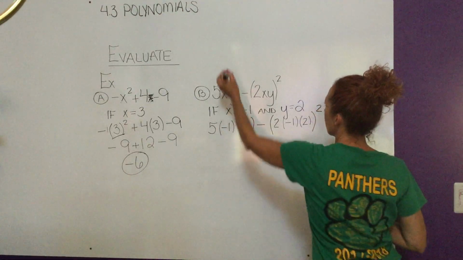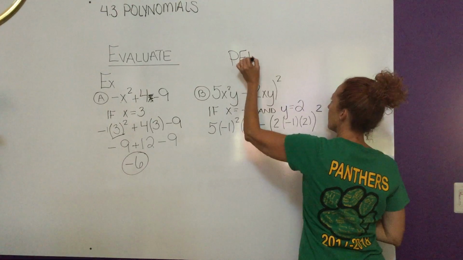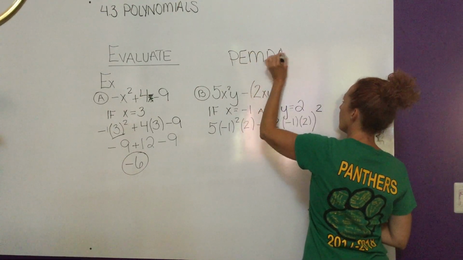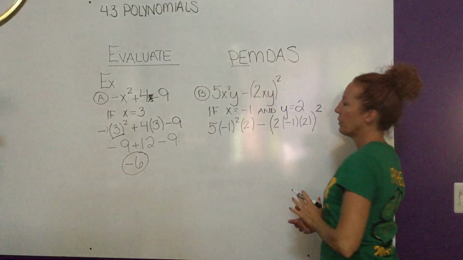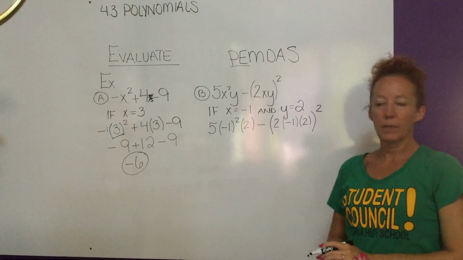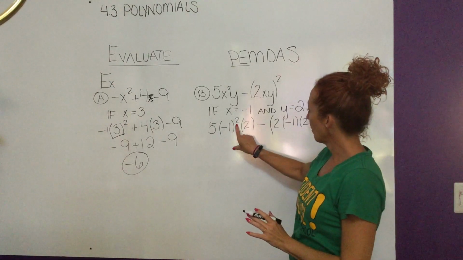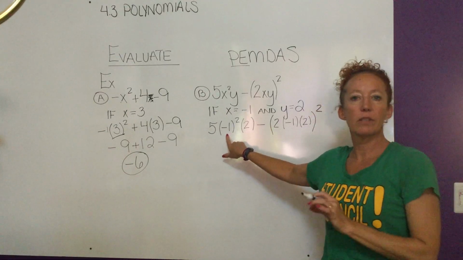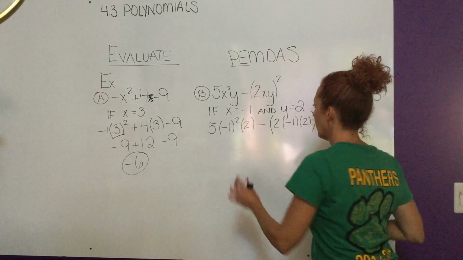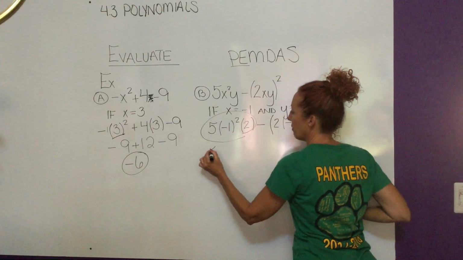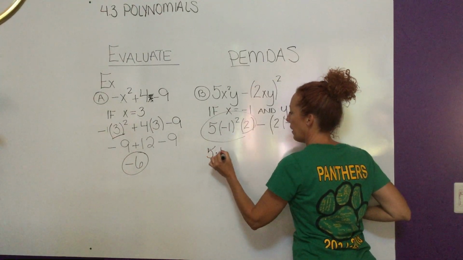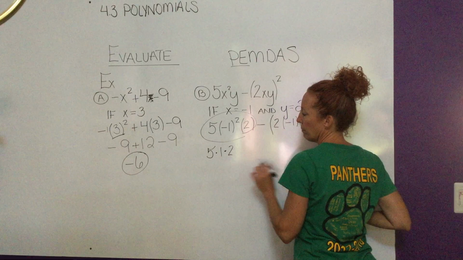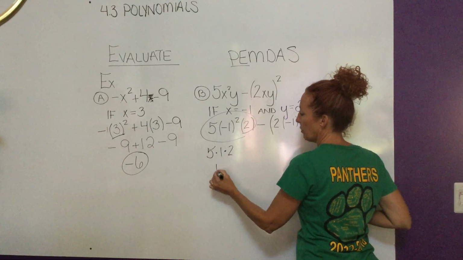Okay, again, we're going to start. We start with any parentheses or exponents. So here, we're going to start with that exponent right there. So -1 times -1 changes that to a positive. So this whole thing becomes 5 multiplied by 1 multiplied by 2. 5 times 1 times 2 is 10.